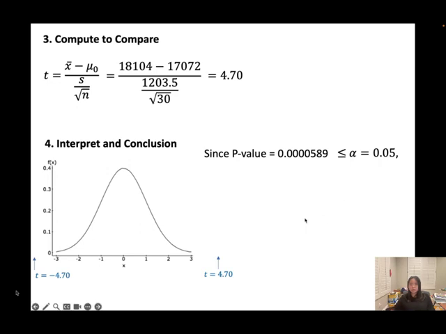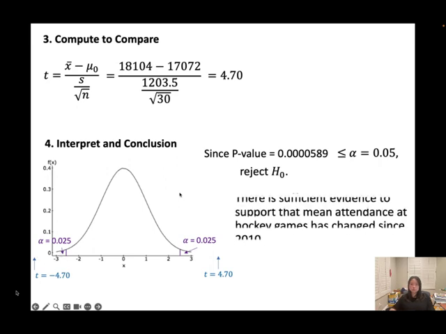And since the p-value is less than the significance level, we're going to reject. And then draw the significance level here. Total is going to be 0.05, but we have two tails, so we divide by 2. So each tail is going to be 0.025. Okay? And then draw the conclusion. There is sufficient evidence to support that the mean attendance at hockey games has changed since 2010.